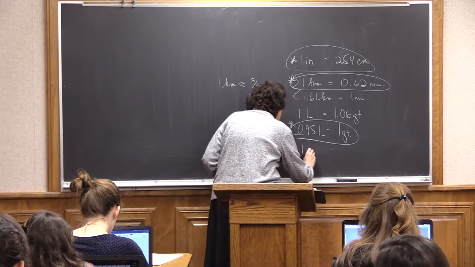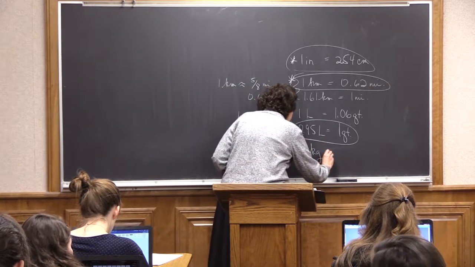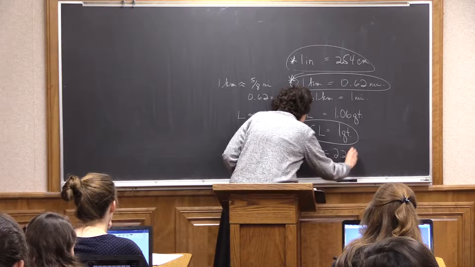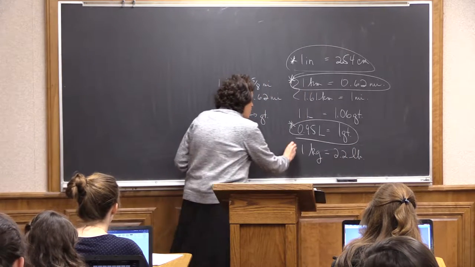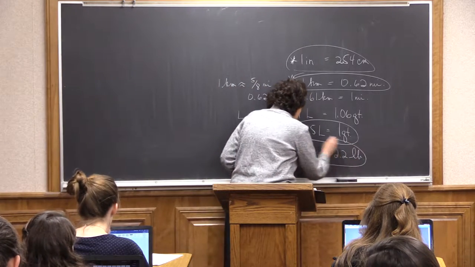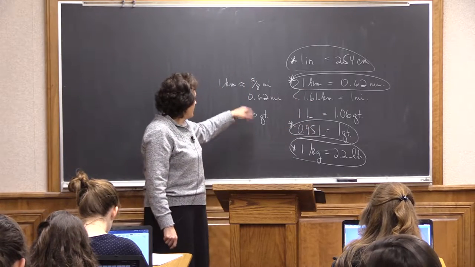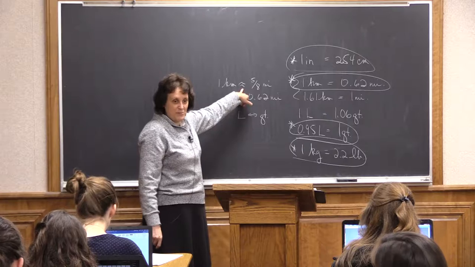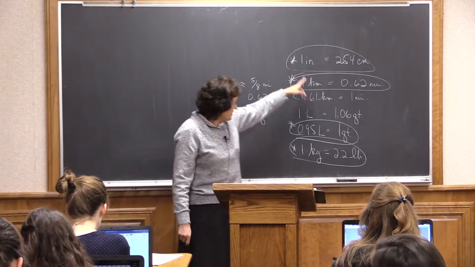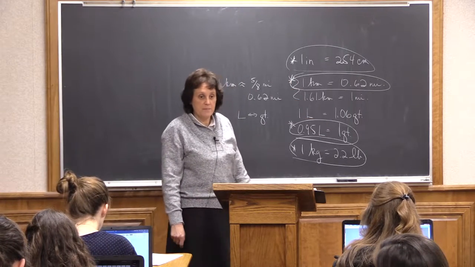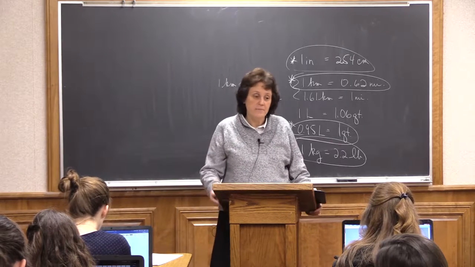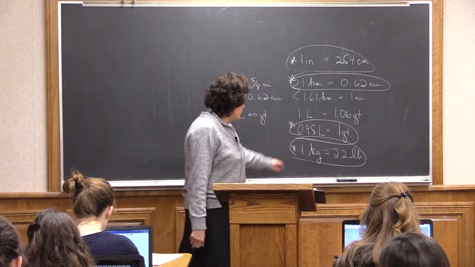And this one I've only seen this conversion fact. This is very common. 1 kilogram is about, all of these are approximate. But I did use approximate here because this is really rough. These are the accepted conversion factors. They are all approximate, but those are the ones that we will use.